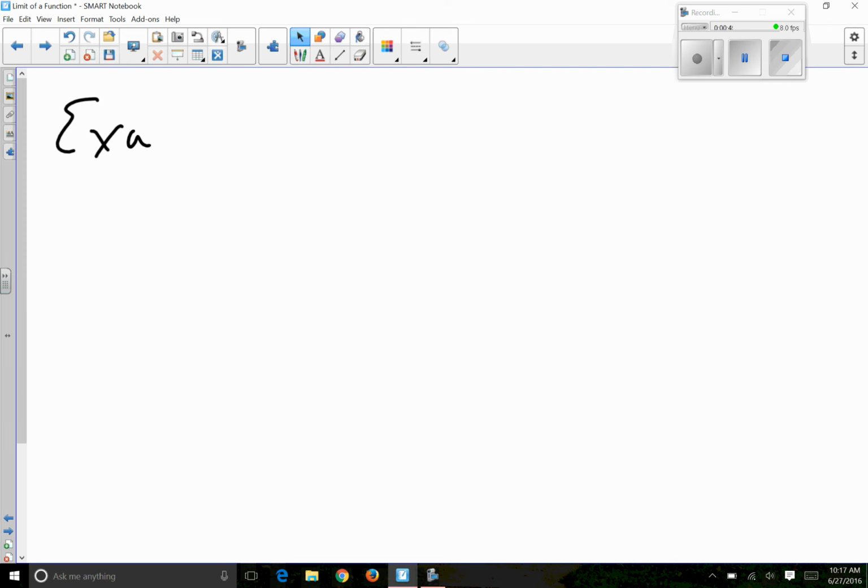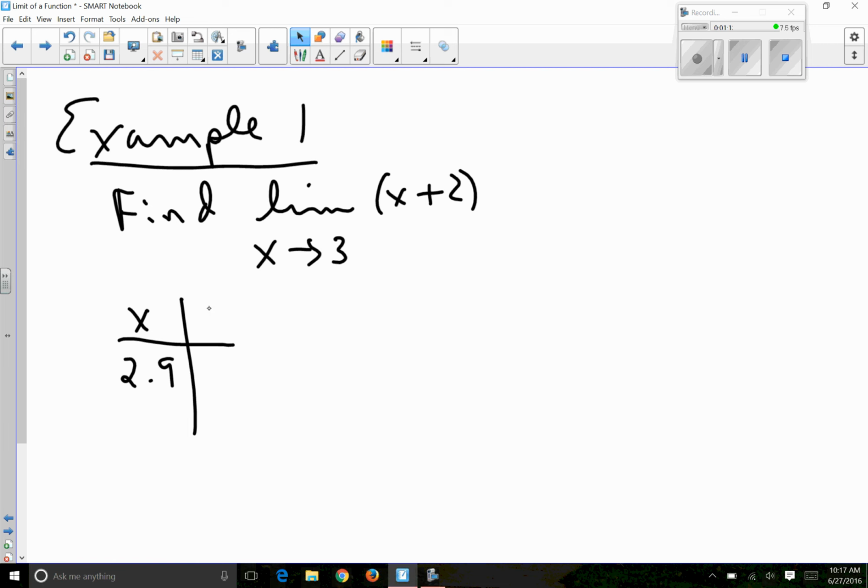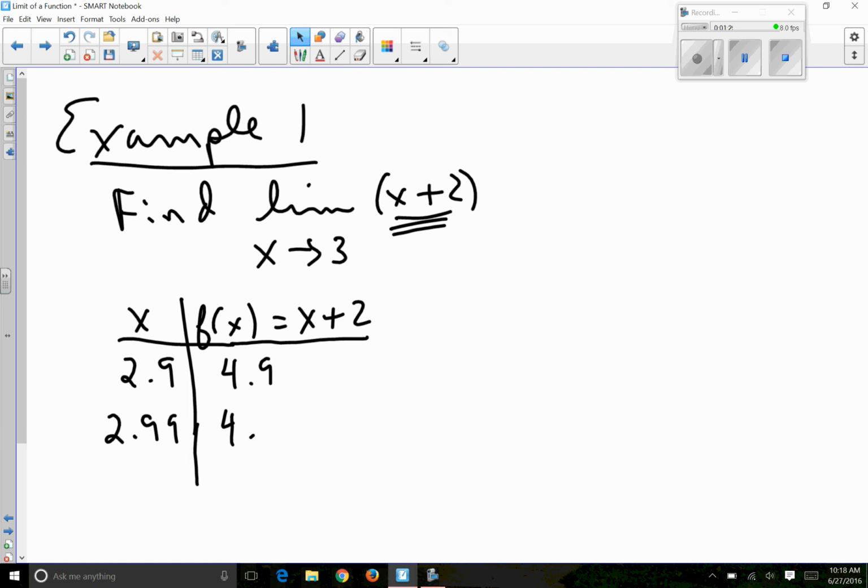Example 1. Find the limit of x plus 2 as x approaches 3. If x is 2.9, which is close to 3, f of x, which is x plus 2, is 2.9 plus 2, which is 4.9. If x is 2.99, f of x is 4.99.